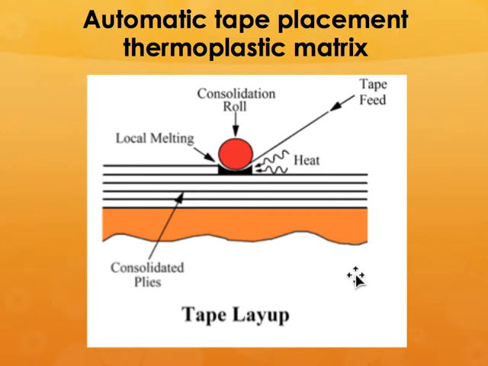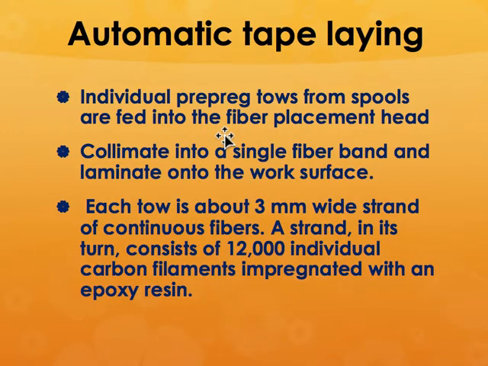So in this case, you can have an automated tape placement of thermoplastic matrix composites. So you consolidate that and you locally melt it and you bond it between the top layer and the layer that is being laid down, and the bottom layer and the layer that is being laid down.